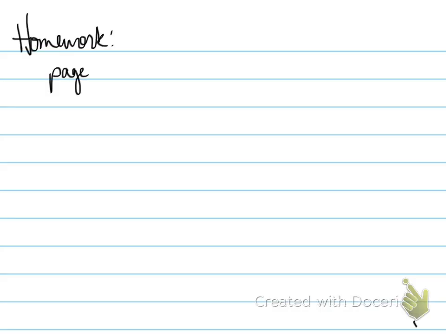All right, next. So your homework for this is as follows. Page 24, numbers 1 to 7, omit 2. Hopefully you know that omit 2 means do not do.